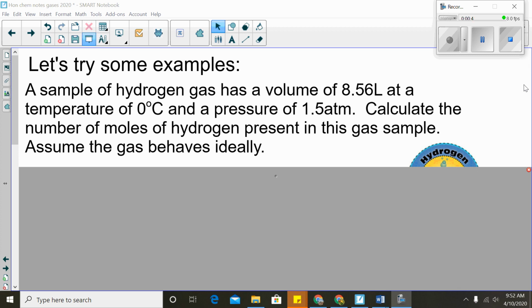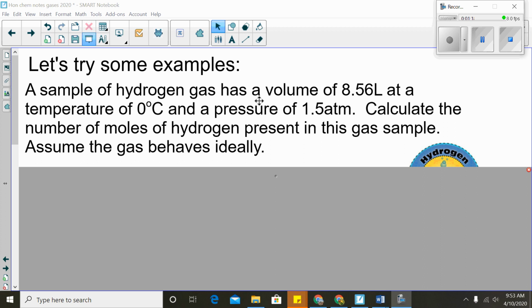It says a sample of hydrogen gas has a volume of 8.56 liters. So right there, as you start to solve this, start to think about what letters have been given to you and which letter is missing. So right here, this volume, that's V. So we have V at a temperature of 0 degrees Celsius. So temperature is T, and remember, Celsius will need to be converted to Kelvin. And a pressure of 1.5 atm. So that's P.